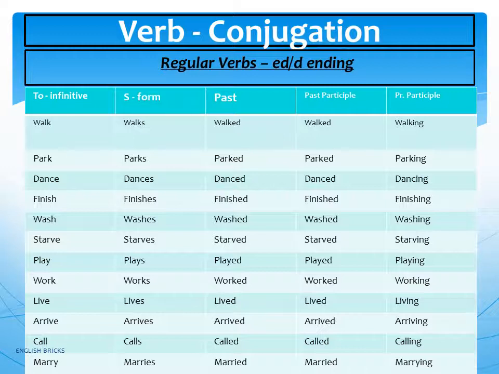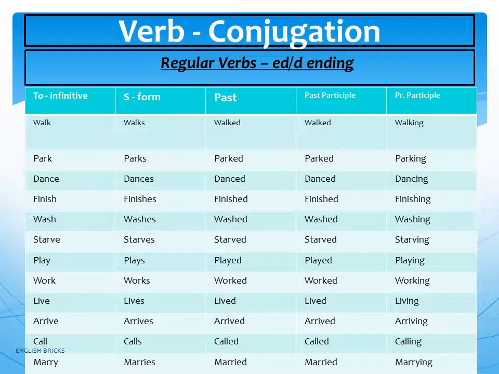Alright, so the first form is the to infinitive, which is nothing but the base form of the verb. Then we have the S form, we have the past form, we have the past participle form, and the present participle form. Now what are these 5 forms? We'll look at them a little later, but right now I want you to pause it and look at this screen and look at all those verbs that are displayed there in front of you.